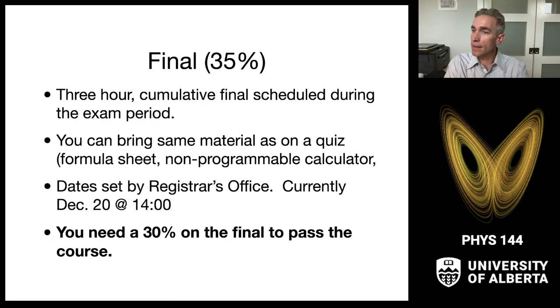Finally, there's the final. This is a 3-hour cumulative exam that'll be scheduled during the exam period. You get your formula sheet, a non-programmable calculator, bring an ID, I will check at the final. And we will find out when our final is a little later in the semester. The big thing that's important is you need a 30% or higher on the final exam to pass the course.